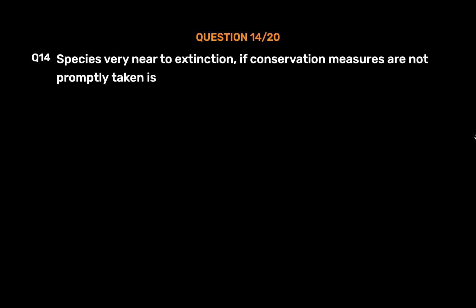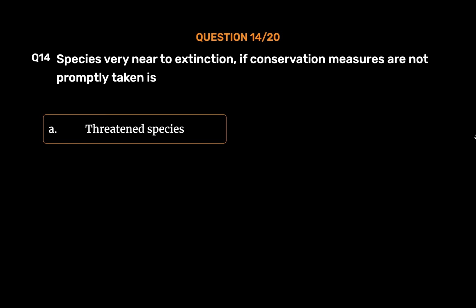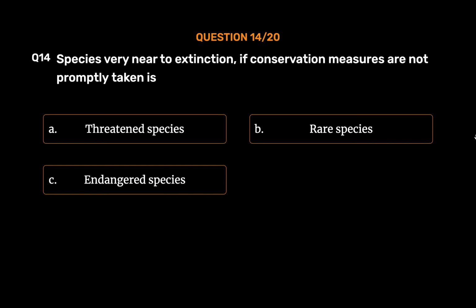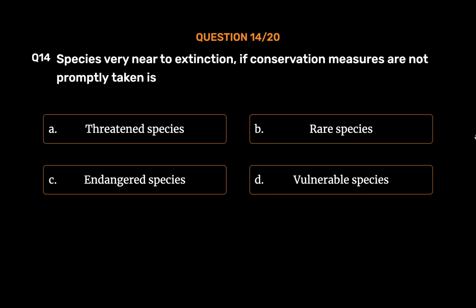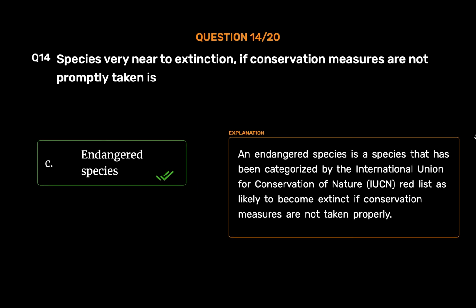Question number 14. Species very near to extinction, if conservation measures are not promptly taken is Option A. Threatened species. Option B. Rare species. Option C. Endangered species. Option D. Vulnerable species. The correct answer is Option C. Endangered species. An endangered species is a species that has been categorized by the International Union for Conservation of Nature, IUCN, Red List as likely to become extinct if conservation measures are not taken properly.